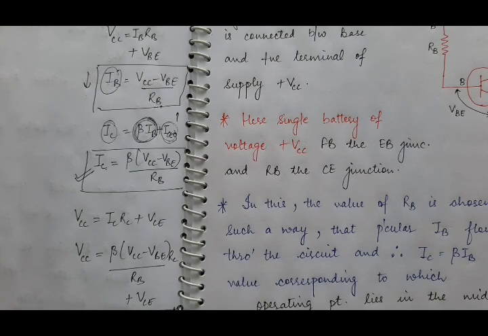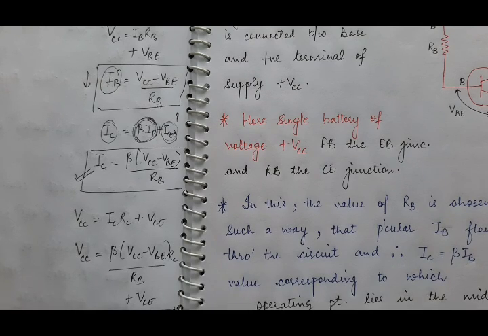So that is why a high value of RB must be used in this case, but still the operating point is not very stable because IC depends upon beta. So if you change the transistor, this beta will change, which further changes the operating point IC and VCE. Then the next factor was the stability factor.